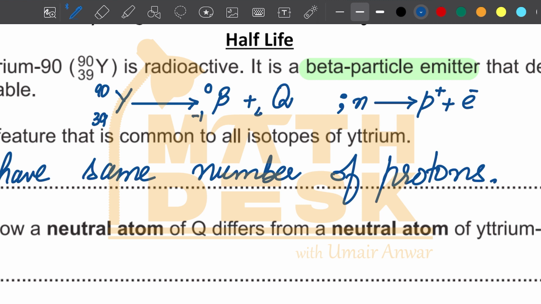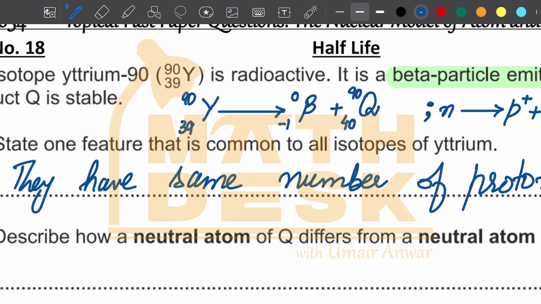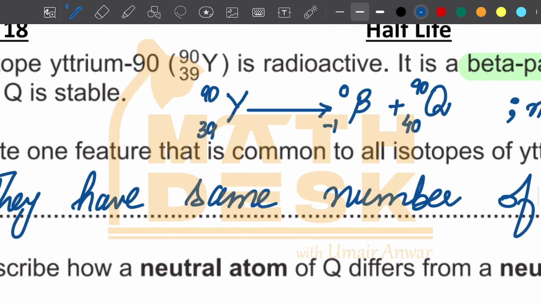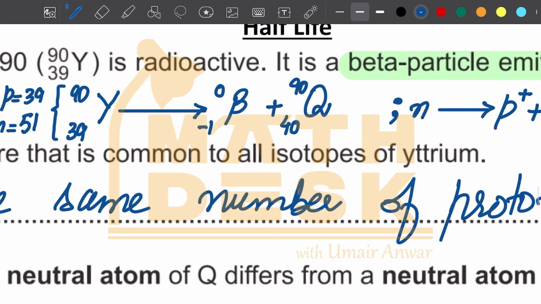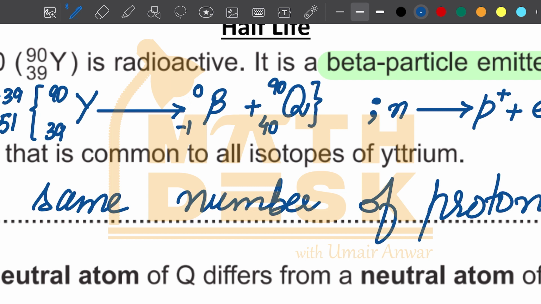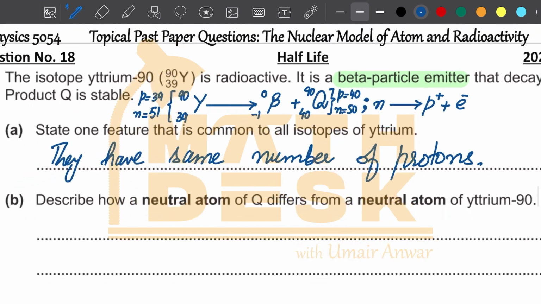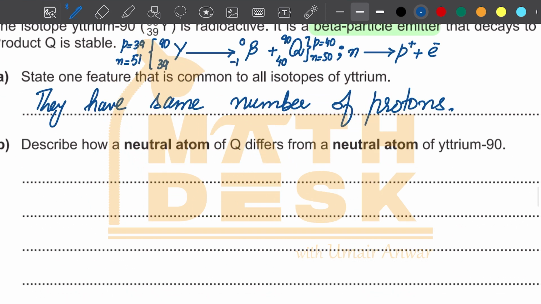So as a result, the proton number increases by 1, but the nucleon number remains the same. Although the nucleon number remains the same, the composition here is different. For yttrium, we have 39 protons and 51 neutrons, while for Q we have 40 protons and 50 neutrons. So using all this information, we can write the answer for this part.